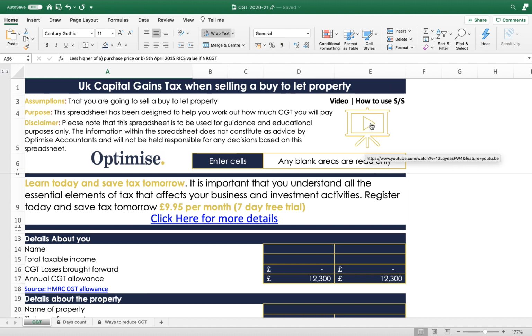Now the fact that you're watching this video, well, to be fair, you don't need to click on that. You're already watching me. In this workbook, you will be able to enter any cells where it's got this blue highlight right there. But any cells that have got a gold trim around it and white, then please do not make any changes there because it's all formula driven.